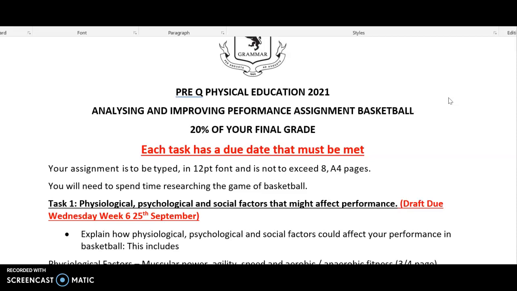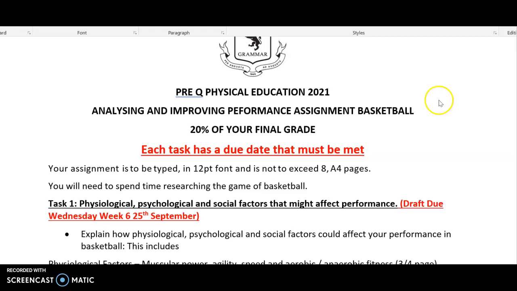It is the Analysing and Improving Performance assignment, and it's based around basketball. It will contribute to 20% of your final grade. Remember, 50% of your overall grade is external, assessed at the end of year exam, and the other 50% is internal. So 20% of this assignment will contribute towards that. The other 30% is broken down to those 10% sporting performances of those who've already done softball and CrossFit, and then we'll have basketball to do later this term.